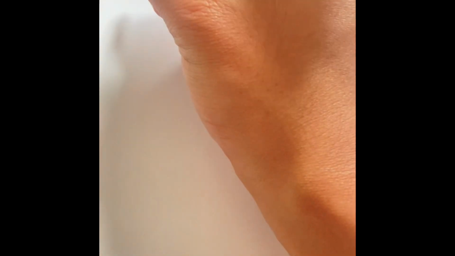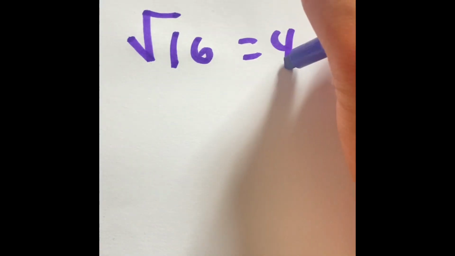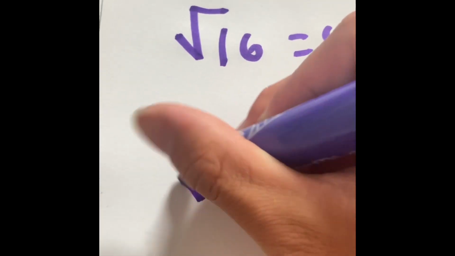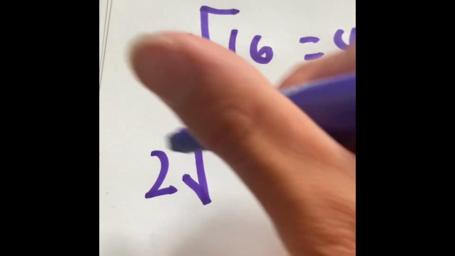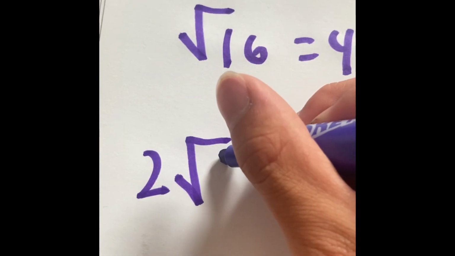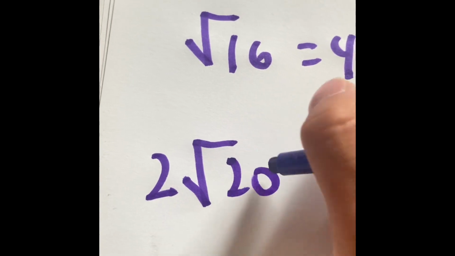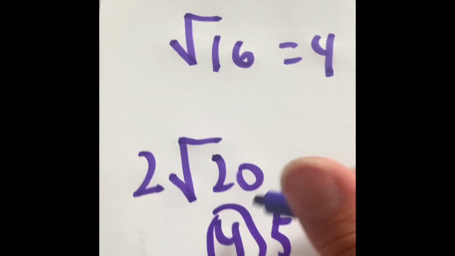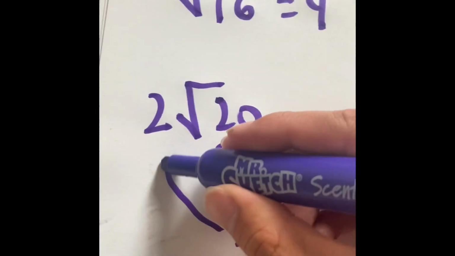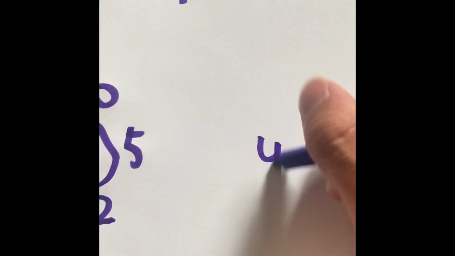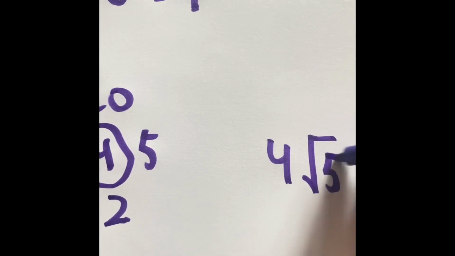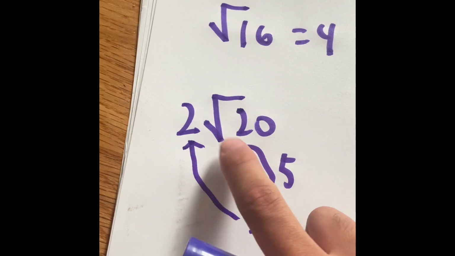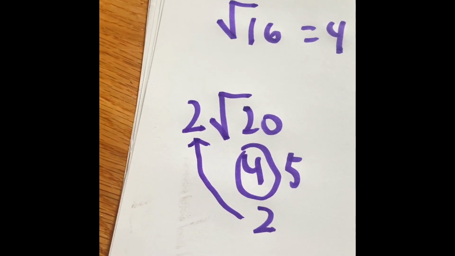So, we've been learning in the past about perfect squares, like the square root of 16 equals 4, and non-perfect squares, like the square root of 2, or 2 times the square root of, let's say, 20. What we could do is split it into 4 and 5, because 4 is a perfect square. Turn it into 2, multiply that with that 2, so we have 4 square root 5. So we know how to simplify radicals that are not perfect squares.